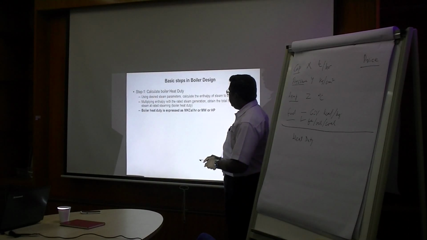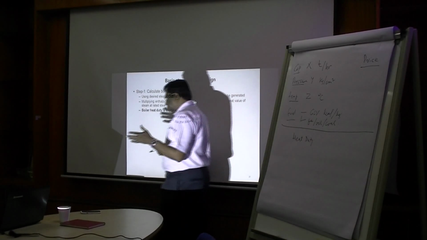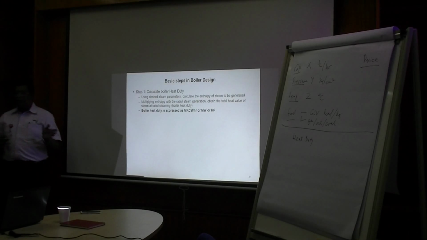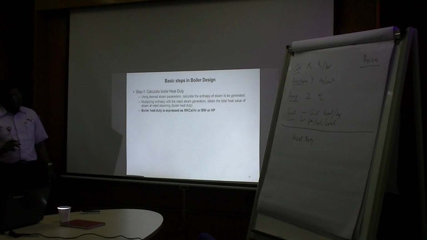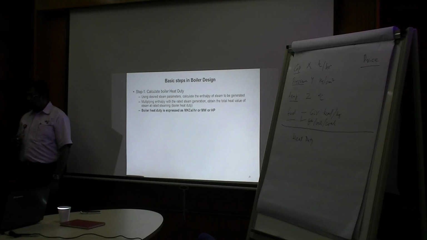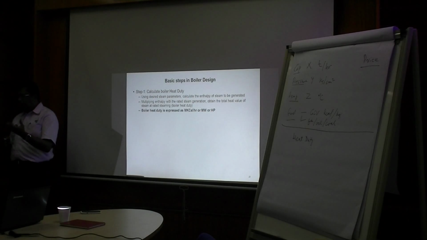How does he convert that? He calculates the enthalpy of steam. Enthalpy changes with pressure and temperature. So for that pressure, that temperature, what is the enthalpy of the steam? Enthalpy is always stated as kilocalories per kg. That means every ton of steam that you want this boiler to produce will have, let's say, 3000 kilocalories per kg of the steam produced.